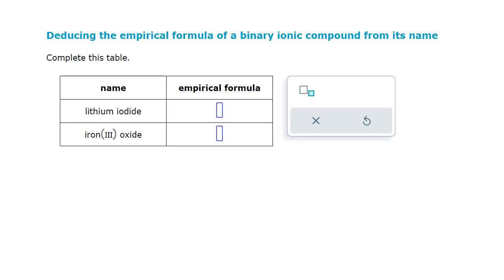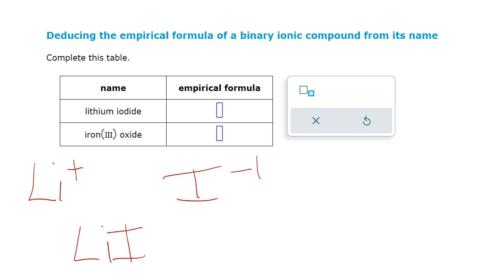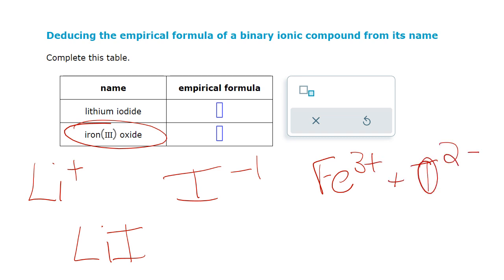I'm going to do one more, and then it's something that you practice yourself. Lithium is a +1. We know the charge, so no Roman numeral. Iodide is a -1, so LiI. And then iron 3. We don't know Fe's charge, so that's why we have a Roman numeral. Oxygen is -2, Fe2O3.